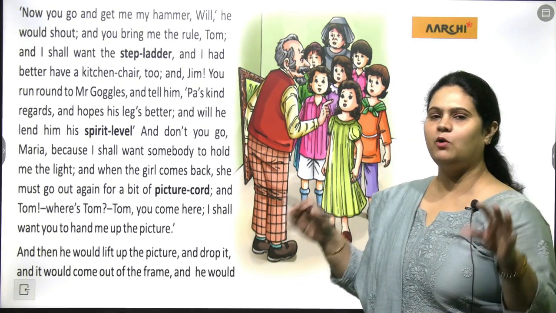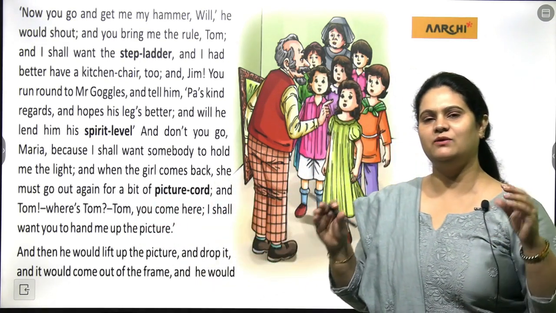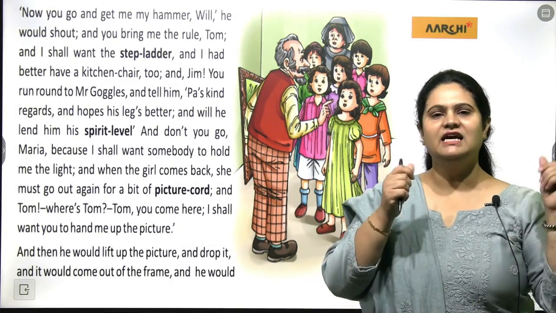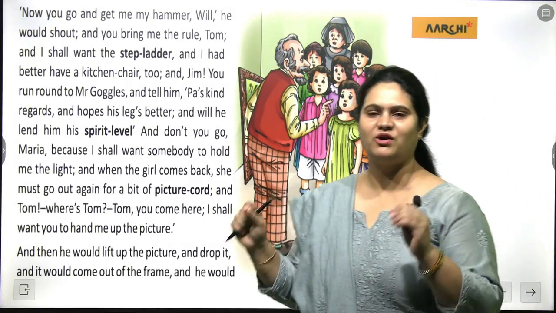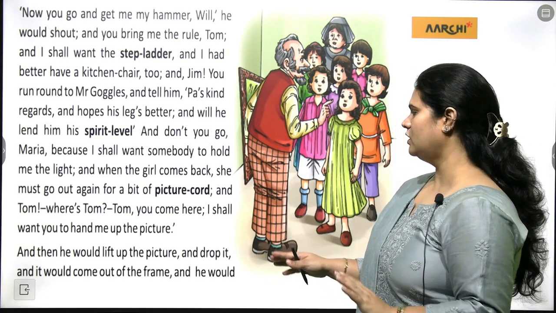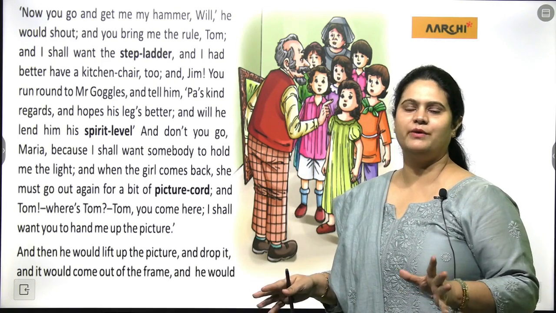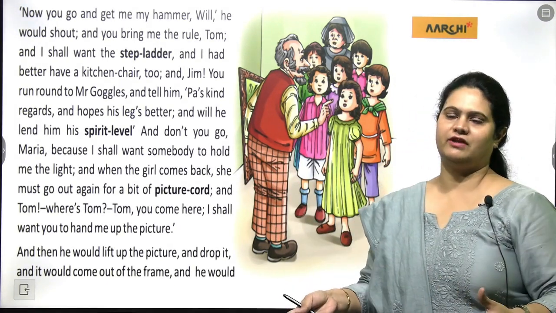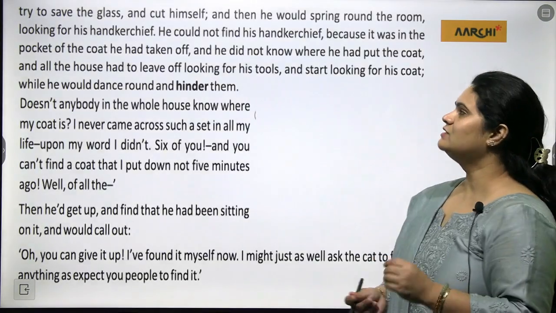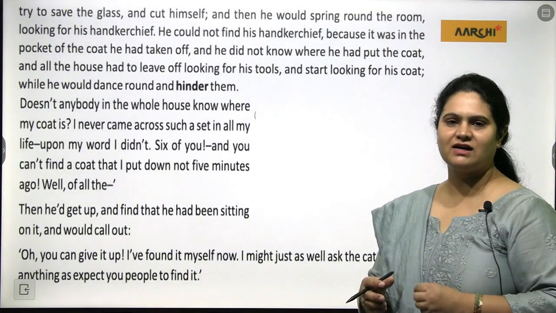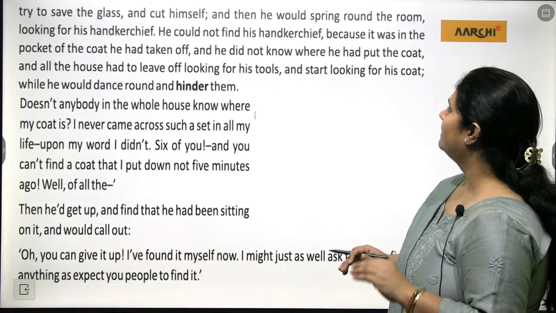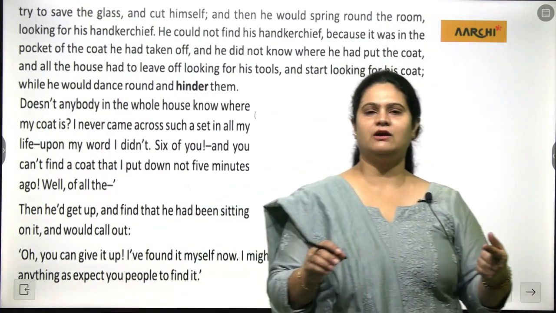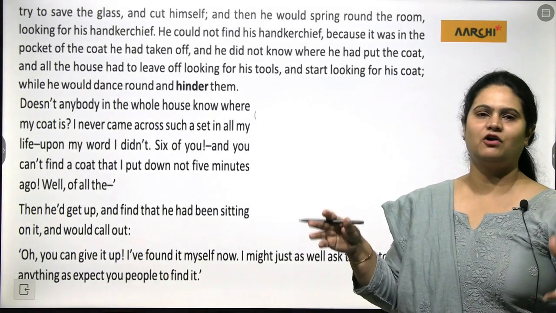So see how Uncle Podger has moved the entire house, and he was saying that nobody has to worry at all. He would do everything on his own, where he has involved each and every member of the family in one task or the other. Right? And then he would lift up the picture and drop it. Now, when he would lift up the picture to be put up on the wall, he would drop it, and it would come out of the frame, and the frame would be broken, and he would try to save the glass and cut himself. Now, in order to save the glass of the picture, he would cut himself, and then he would spring around the room looking for his handkerchief, and now that his finger was bleeding, he would start searching for his handkerchief.